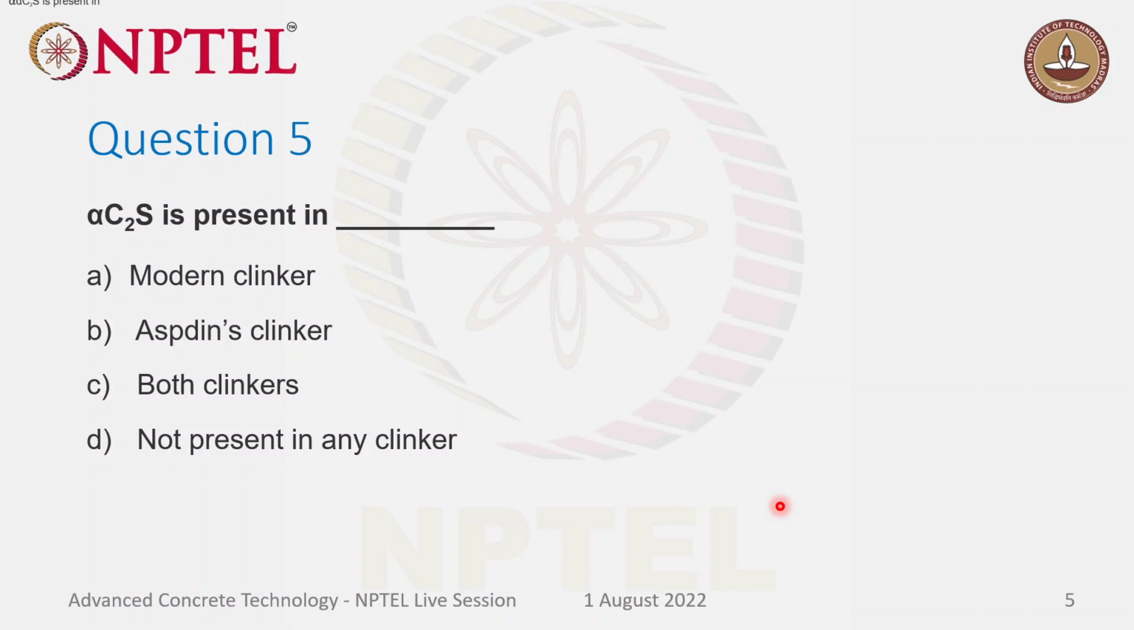Alpha C2S is nothing but a polymorph of the C2S phase, dicalcium silicate. It's not pure C2S. Either it's present in both clinkers, or it's not present in any of the clinkers. You can give your answer in polls.